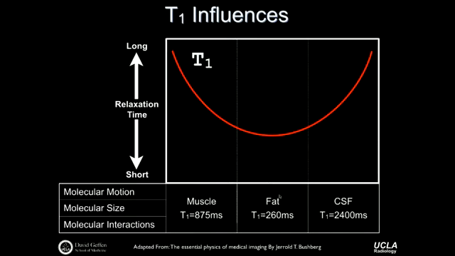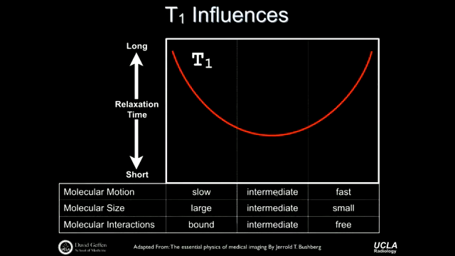Let's talk about fat because it's the other end of the spectrum, that it's a short T1. So if we think about fats, it's a little hard to say their molecular motion's intermediate, maybe it's somewhere between something like CSF and muscle. Its molecular size, fats can be relatively big, but they're not big like proteins big.